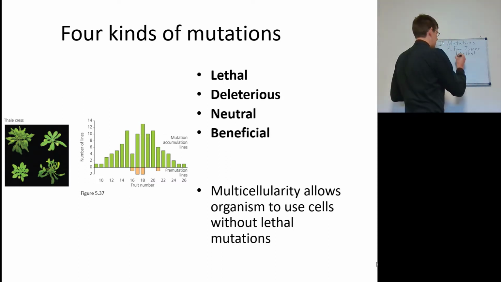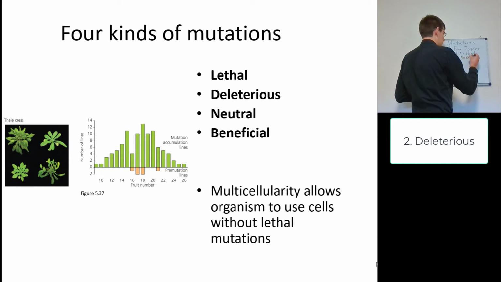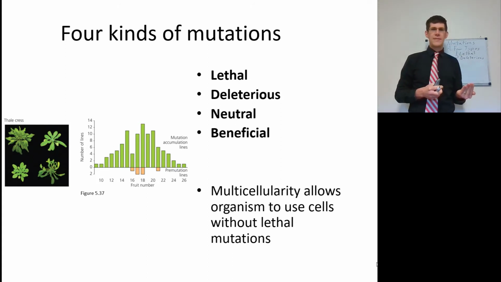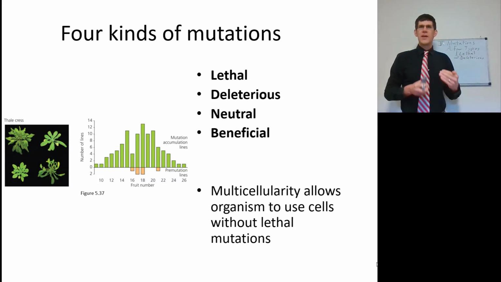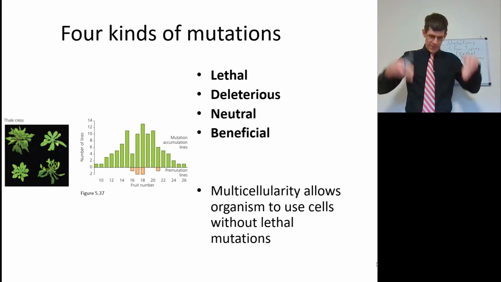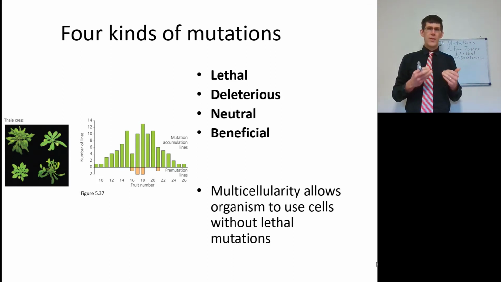Then there are deleterious mutations. What you see on this graph is mutation accumulation lines where they just let the mutations accumulate in the absence of natural selection. So lethal mutations can't accumulate because they kill the organism. So we're already saying those aren't going to be shown in this. What we see is fruit number here, a measure of fitness for Arabidopsis thaliana, thale cress. For most Arabidopsis, they're going to have between 16 and 22 fruits. And that's what you see in these pre-mutation lines. That's the very few lines kind of at the very bottom. It's an odd graph. But those lines had between 16 and 22 fruit per organism.